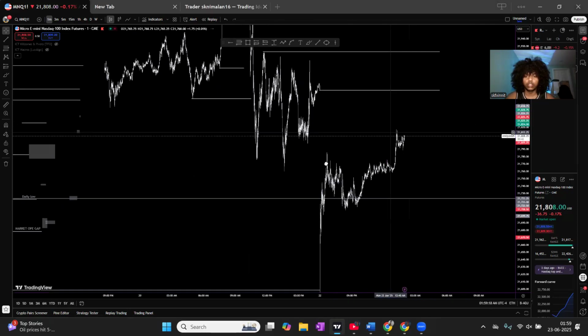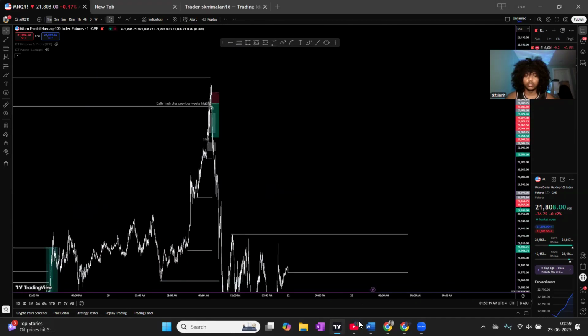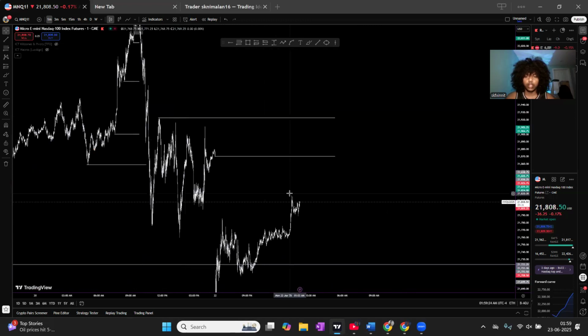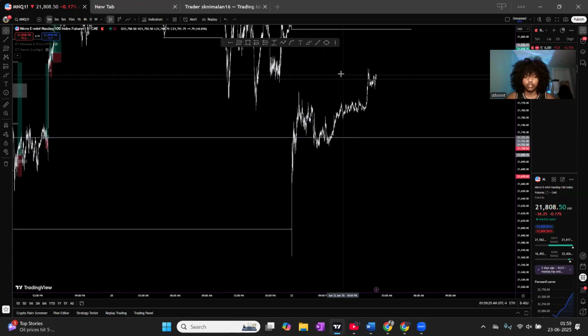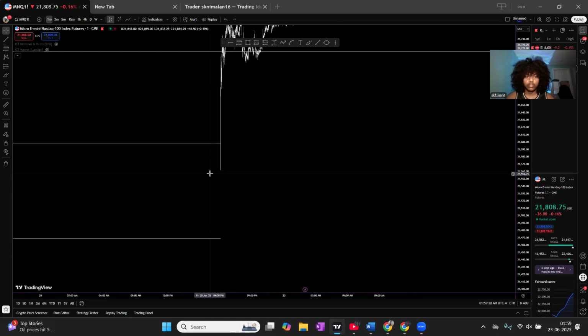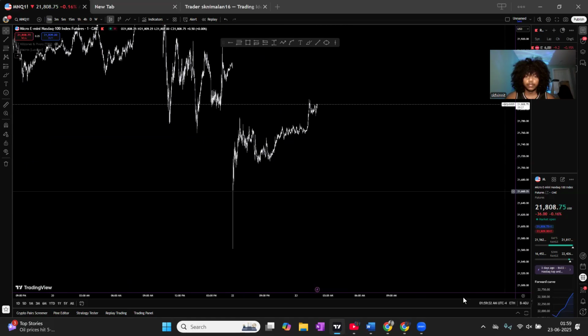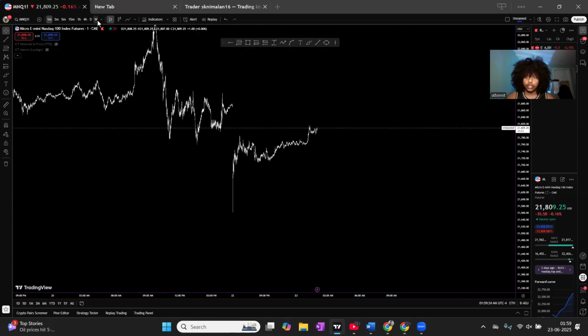Anyways, so that's one. That's probably this one too. That can also be a liquidity buffer. But look, I want to remove everything. Go weekly.